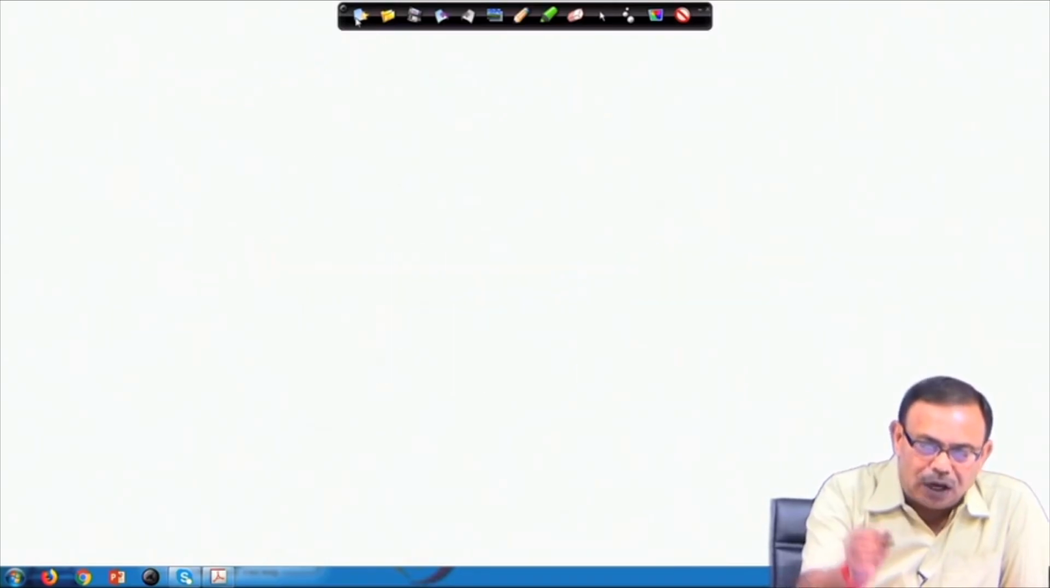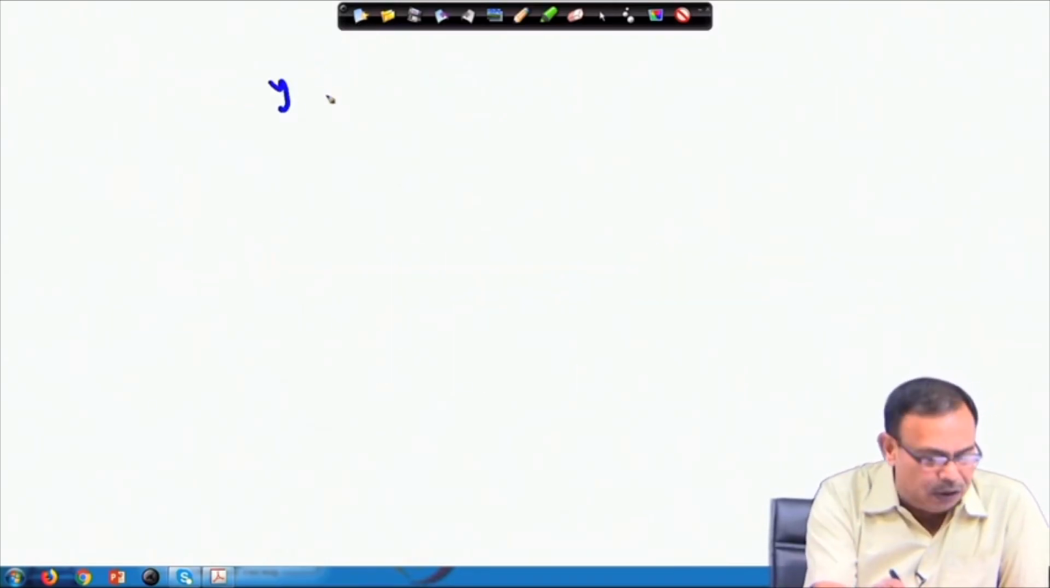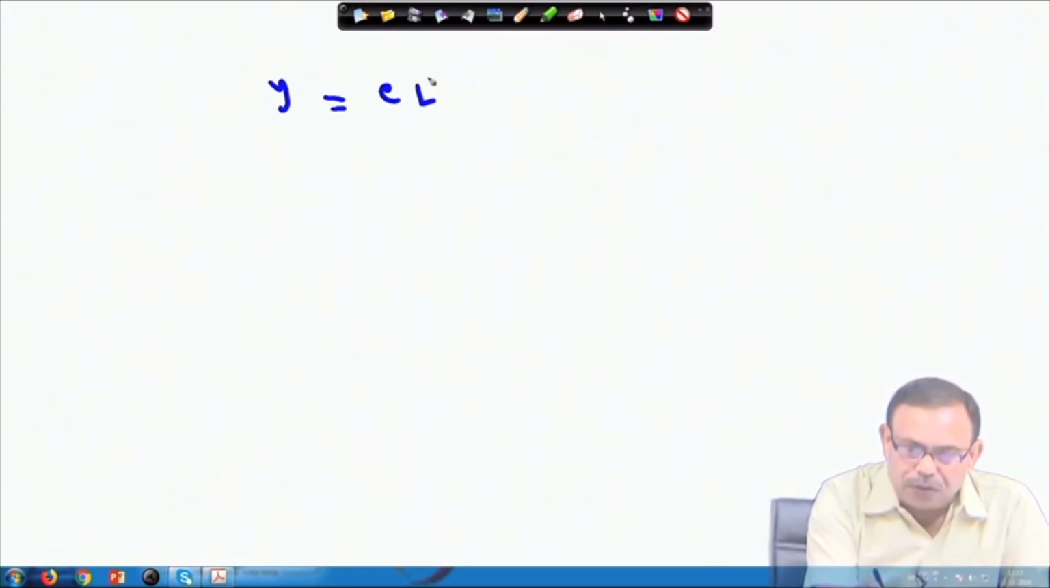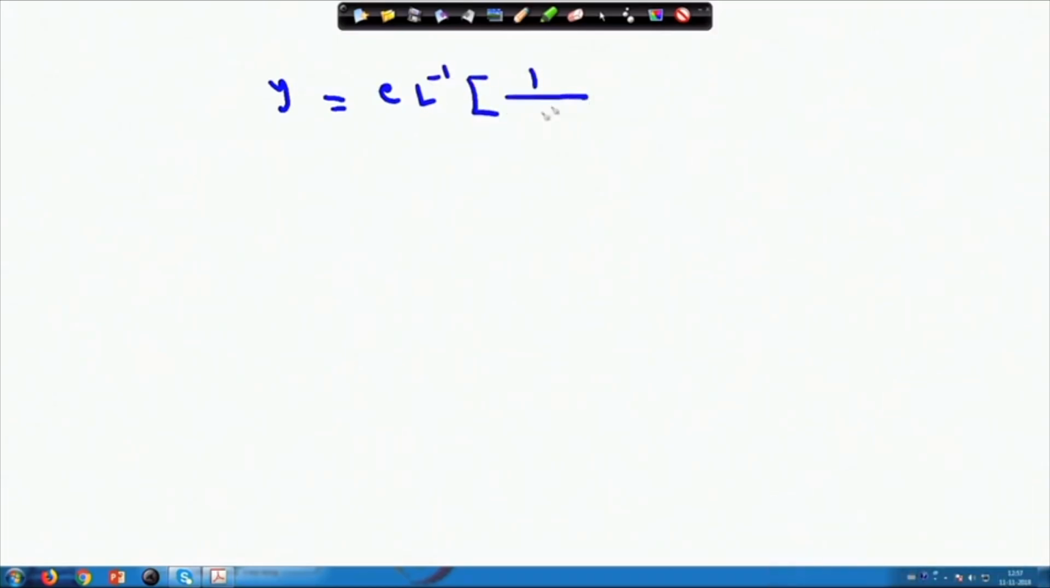From here now I can write down y equals c into Laplace inverse of 1 by s minus 2, and I know the function whose Laplace transform is this. That is e power 2 t. Laplace transform of e power 2 t is 1 by s minus 2.